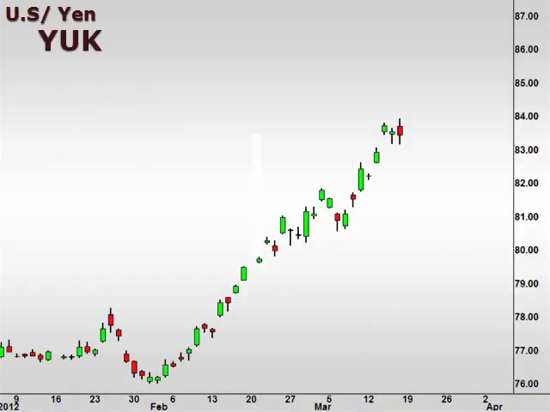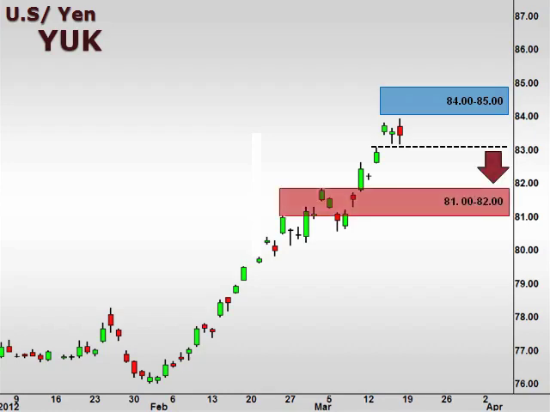Let's take a look at the YUK, the US versus the Japanese yen. Well, the trend for the YUK is clearly up. However, the pair has traded into an overhead resistance at 84.85. A break below 83 is likely to trigger a retracement lower to test support at 81.82.